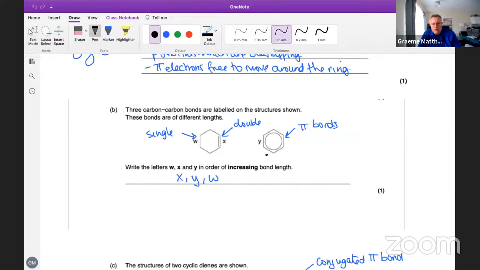So a single bond would be the longest, so therefore this would come last. A double bond would be the shortest, this would come first. And then in the middle would be the bond indicated in the ring system here. It's what this circle means inside my 6-membered ring. And so this one would be about a bond and a half. So it goes double, bond and a half, single.